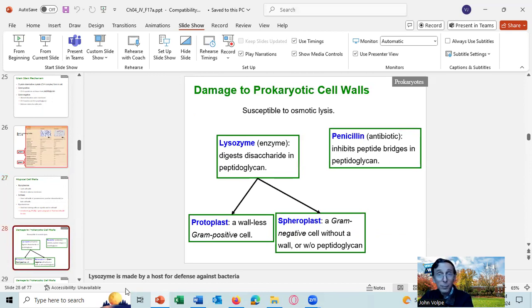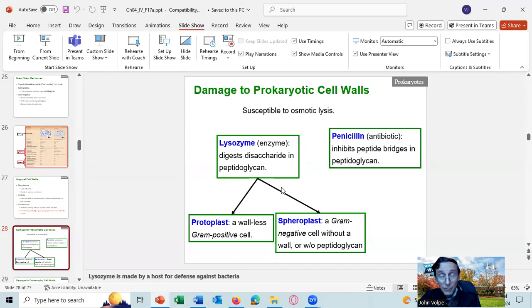You can damage the prokaryotic cell wall. I'm not going to go through how you damage the cell wall, but you could digest it with the enzyme lysozyme. You could also damage it with penicillin, like penicillin G. And we're not going to discuss the different names of the cell, like a gram-negative cell with no cell wall is different from a cell with a gram-positive cell wall. So you don't really need to know this slide. I'm just telling you that you can damage the prokaryote cell wall.